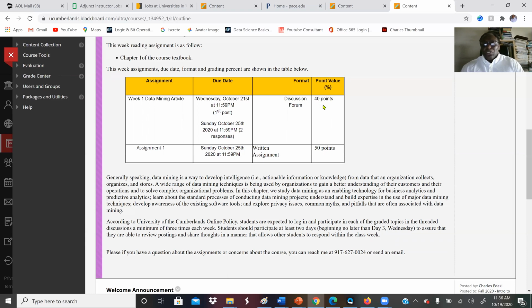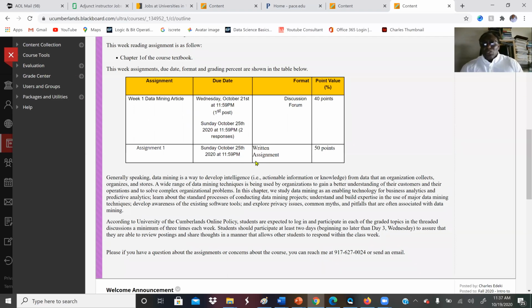If it's 40 points, then you lose 4 points. The goal is that you're going to lose 10% of the total points per day for the discussion thread every day you miss the initial thread. So if I post my initial discussion on Wednesday or before Wednesday, and I even wait till Sunday and post the minimum of 2 responses, you still get the full credit.